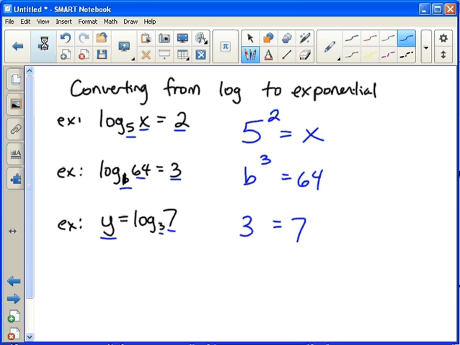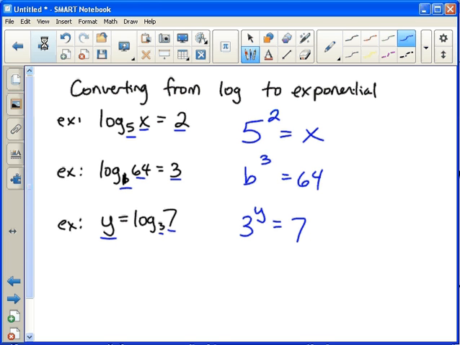So that's how you have to remember to convert them. Now again, these are equivalent. They're just written in different forms. Similar like square root of x and x to the 1/2. Same idea. It's just two different ways to write the same thing. So these are different forms of the same equations.